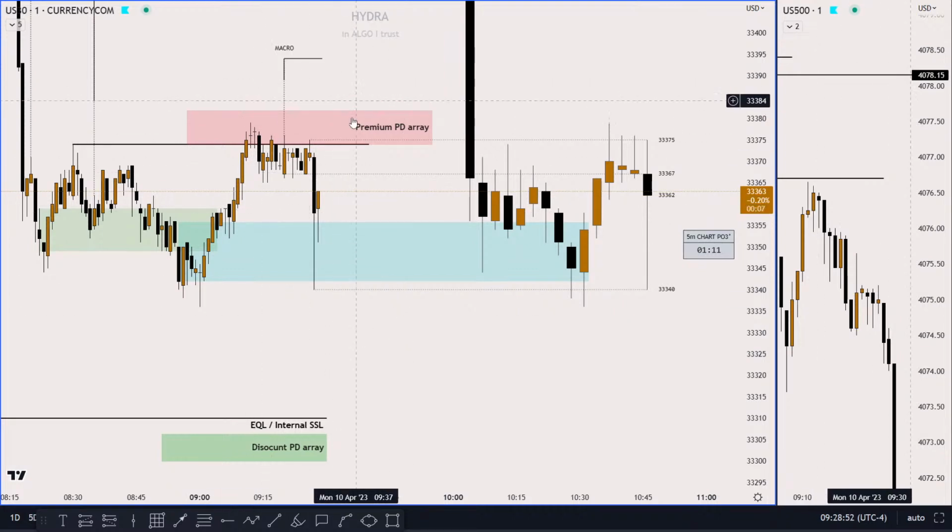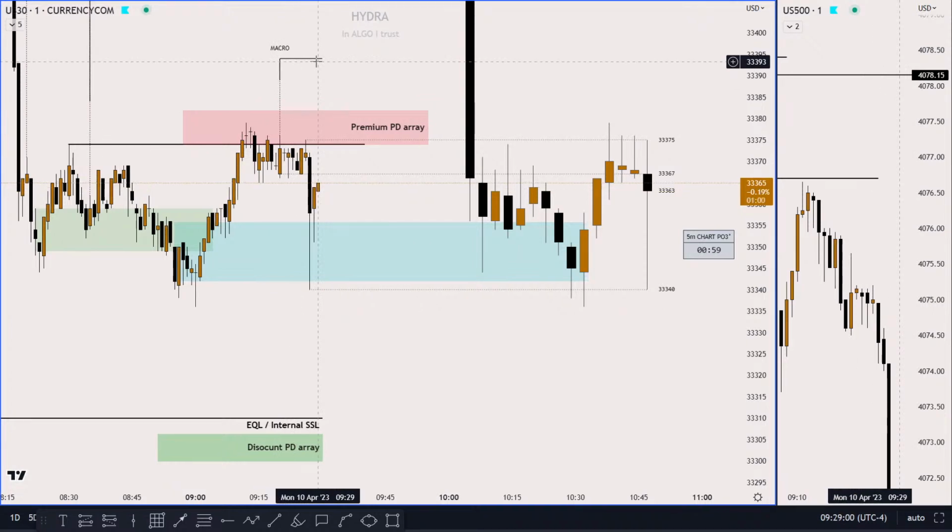I don't want to see price coming all the way up and offering more buy side liquidity. If it does, then our 920 to 930 macro is not valid. We will wait and we will look for a setup in the 950 to 1010 macro.